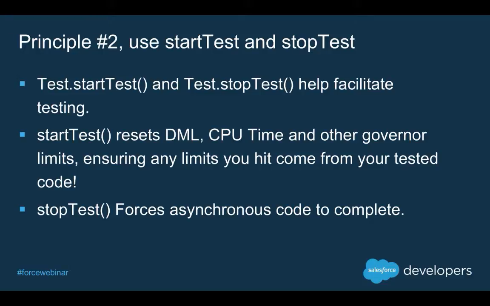That helps you make sure that if you're hitting a governor limit, it's coming from the code you're testing, not the setup of your test method. So if you need to create accounts, contacts, opportunities, and opportunity line items to create your test data, those test data DML inserts aren't going to count against you if you're using startTest and stopTest.